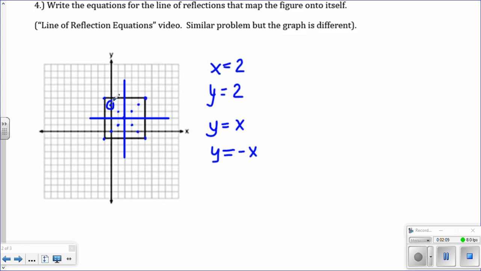And the y-intercept is right here. It's where it crosses the y-axis. So 1, 2, 3, 4. So it's a positive 4. So here's our 4 lines of reflection.